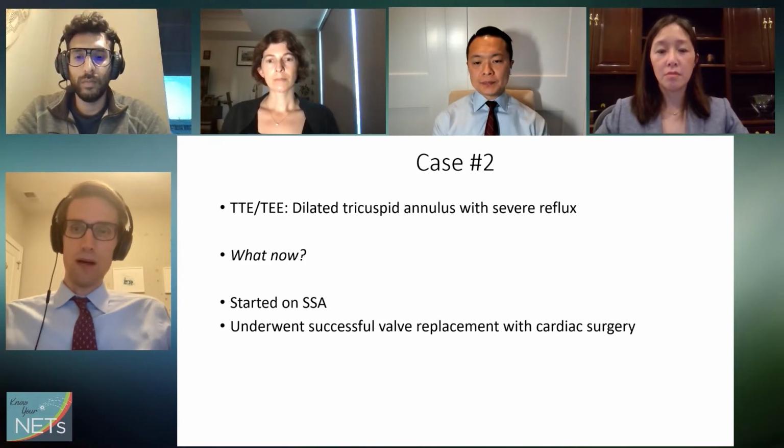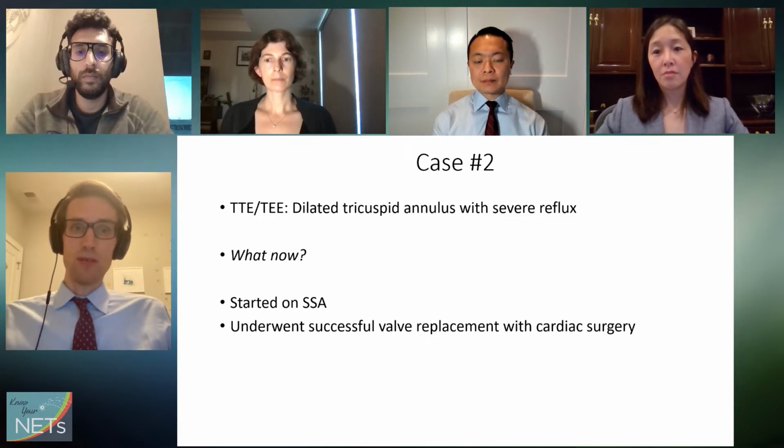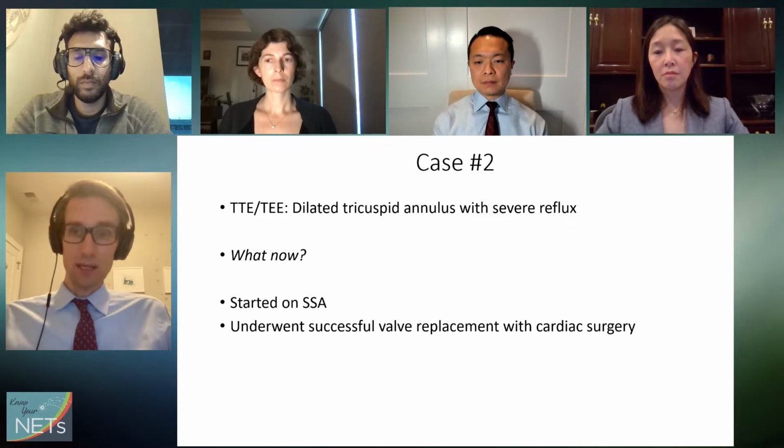Good. So I assume we all agree that we would start him on octreotide as well. We did get our cardiology colleagues involved, and they actually recommended a valve replacement because the valve was so damaged and the patient was severely symptomatic that this was the only way that they thought would be reasonable to manage him. And so that was done successfully. The patient did well afterwards. What now? Now we got the patient on octreotide, the heart valves fixed.